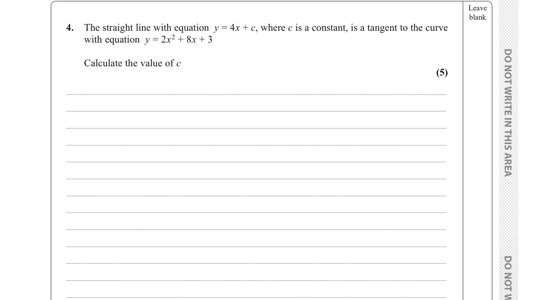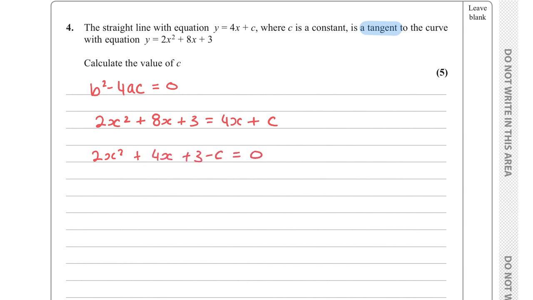So the straight line with the equation y equals 4x plus c, where c is a constant, is tangent to the curve with the equation y equals 2x squared plus 8x plus 3. If it's tangent, that means there is one intersection. So that means my b squared minus 4ac must equal 0. So to start off with, I'm going to equate them to each other. So 2x squared plus 8x plus 3 equals 4x plus c. So 2x squared plus 8x minus 4x is 4x, plus 3 minus c equals 0.